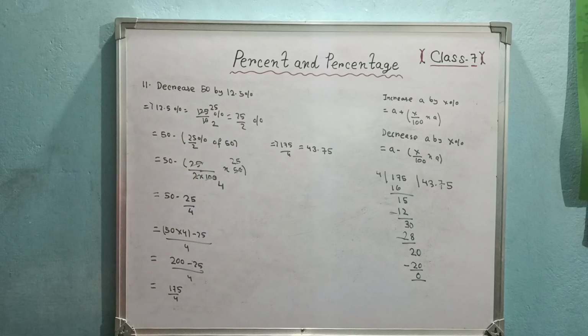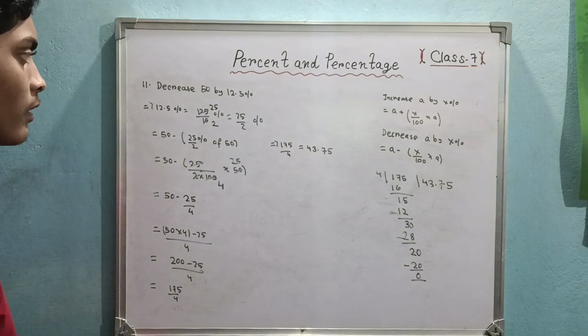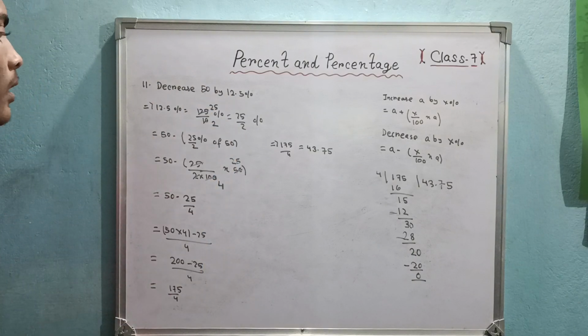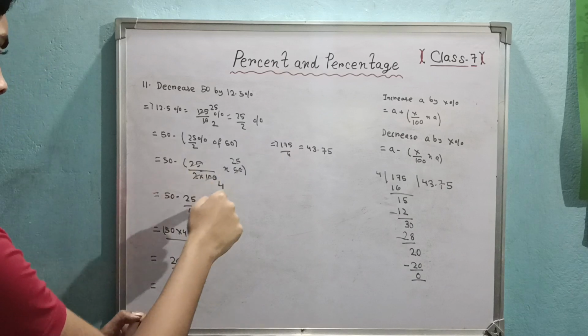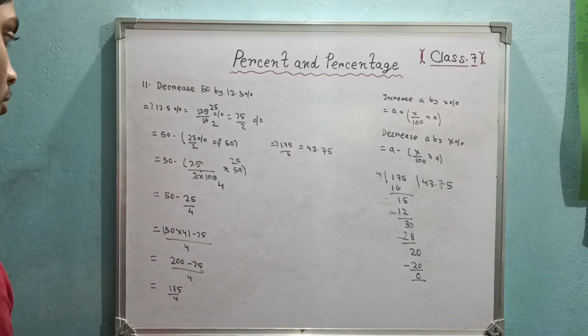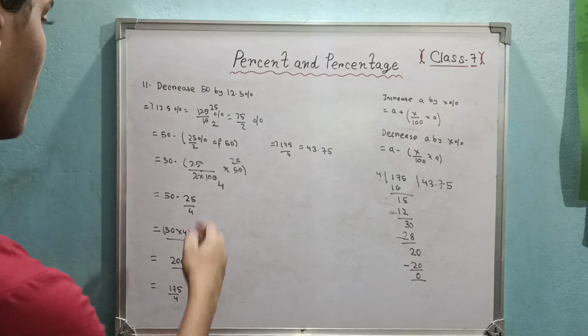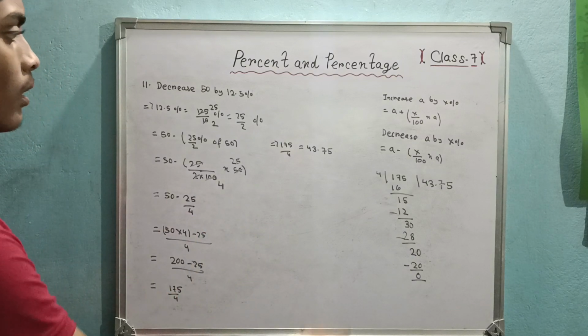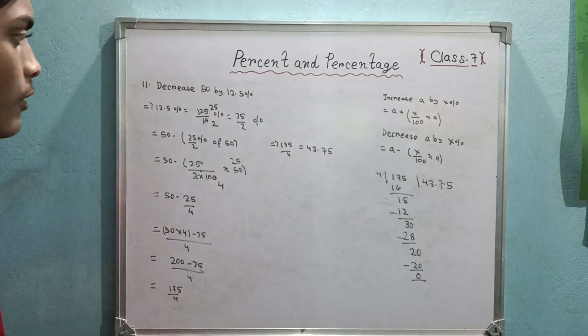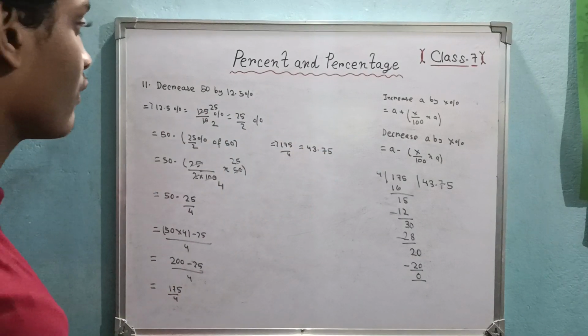12.5% we converted into fraction. 125 by 10% means 25 by 2% on dividing by 5. 50 minus 25 by 2% of 50 means 50 minus 25 by 2 into 100 multiplied by 50. Simple division and subtraction to get the answer of 175 by 4 converted into decimal, 43.75. That is the answer of this question.